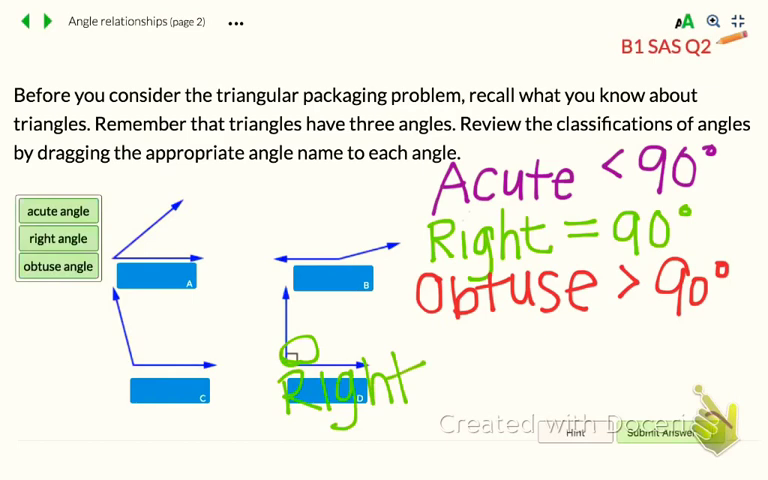And then when we look at these other angles, this one seems to be less than that corner, so that one would be the smaller of the two, the acute. And then this one, because it is a little bit more than the corner, and this one's way more than the corner, these are both obtuse.